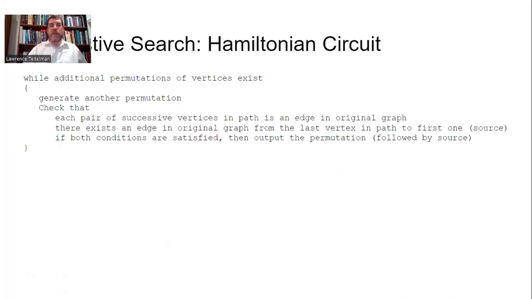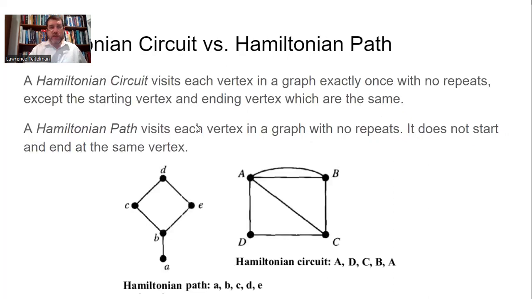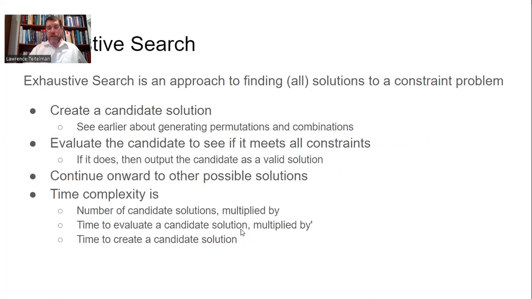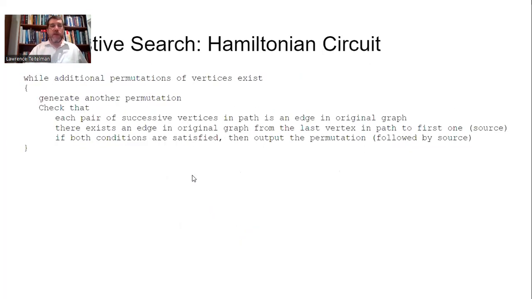All right, so here is the sort of pseudocode, right? To figure out if we have a Hamiltonian circuit, we generate another permutation. In this case, a permutation means an ordering of the vertices. And what do we need to do for each permutation? We need to check that each pair of successive vertices in the path is an edge, right? So if the permutation says do BD, we have to check, does edge BD exist? And we discover, no, BD does not exist. Everyone see that? So we would reject that particular case, okay?